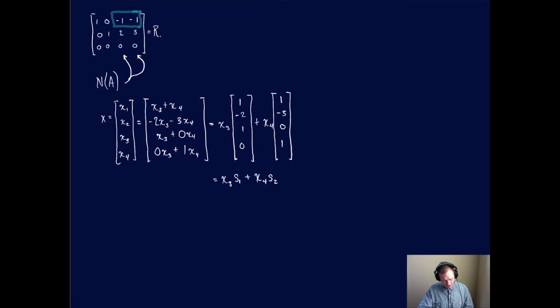Well, that's just it. We're done. Because notice this, we have this identity component even in our special solutions, so those are obviously independent. Well, that's it. So we can say that the null space of A is spanned by s1 and s2.